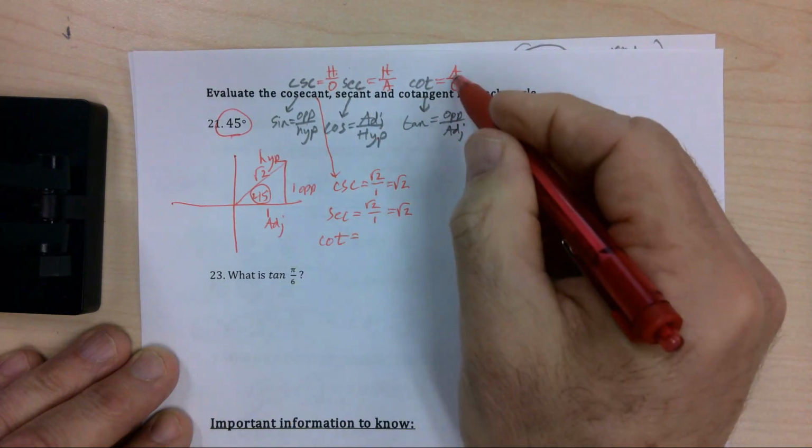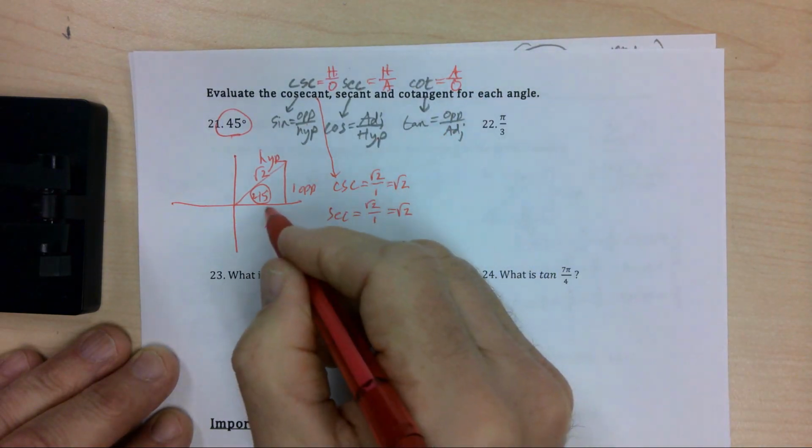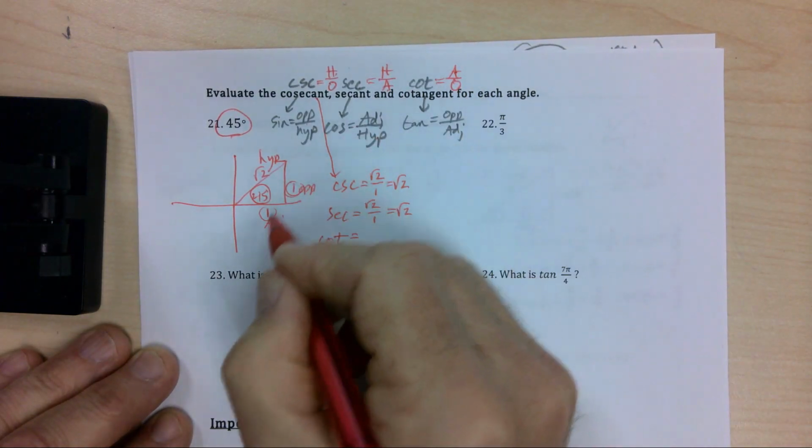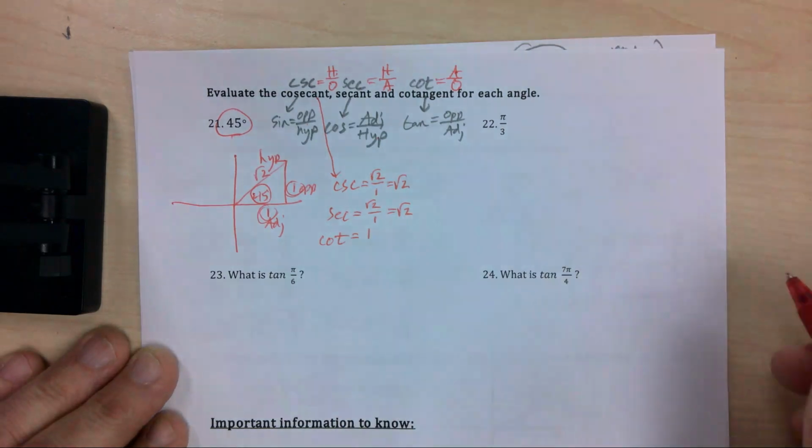Cotangent is adjacent over opposite. They're both 1s, so that's just 1.